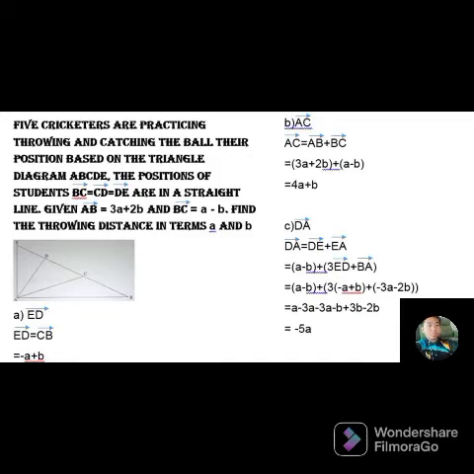Question C. Find the vector DA. Vector DA equals vector DE plus vector EA. Vector DE is a minus b, plus vector EA is 3 vector ED plus vector BA. So a minus b plus 3 times negative a plus b, minus 3a minus 2b. The answer is negative 5a.